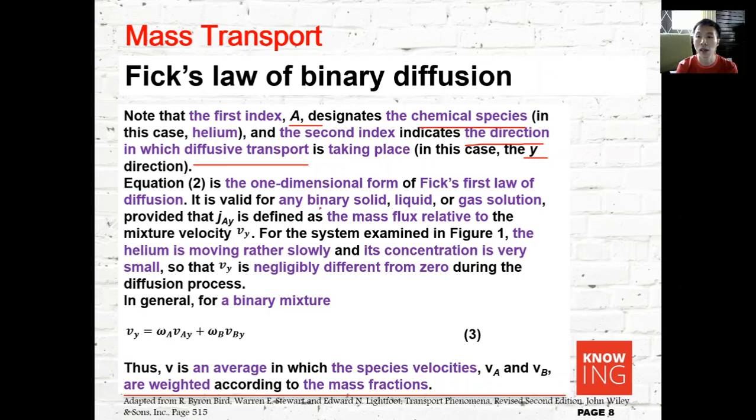It is valid for any binary solid, liquid, or gas solutions. And you need to emphasize the fact that this j_Ay is defined as the mass flux relative to the mixture velocity v_y. And this v_y, what we call the average velocity, or the mass average velocity, is defined as the mass fraction of A multiplied by the velocity of A in the y direction, plus the mass fraction of B multiplied by the velocity of B in the y direction.